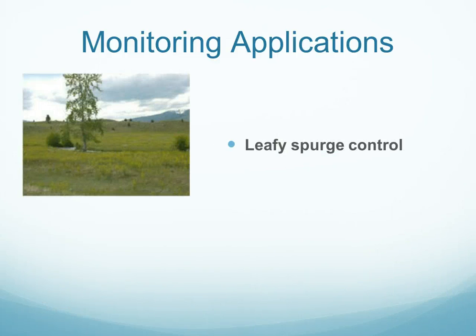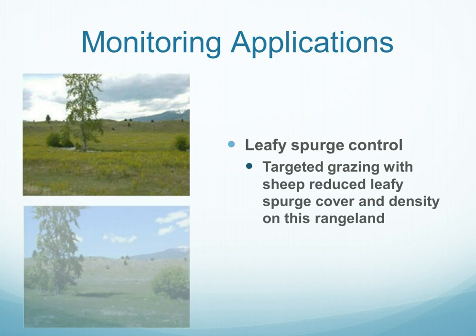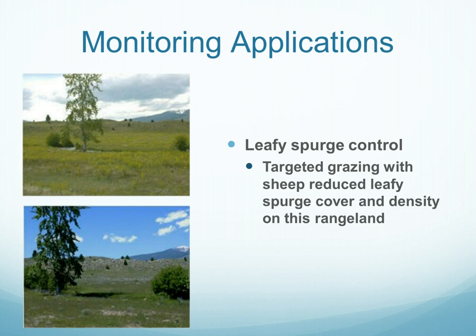In another example, we can consider leafy spurge control using targeted grazing. In this case, targeted grazing by sheep was used to reduce leafy spurge cover and density. And it's through monitoring that we're able to detect the effect of the management action and the rate at which the cover and density of leafy spurge changed.